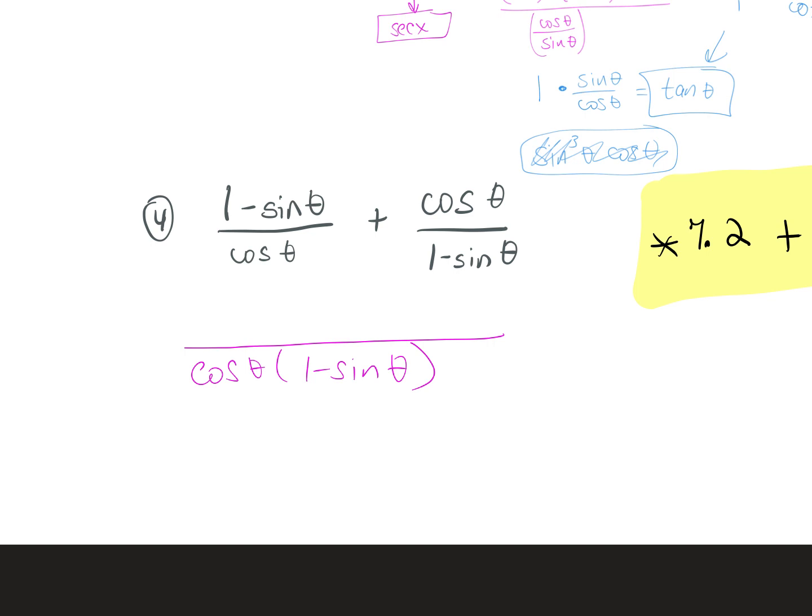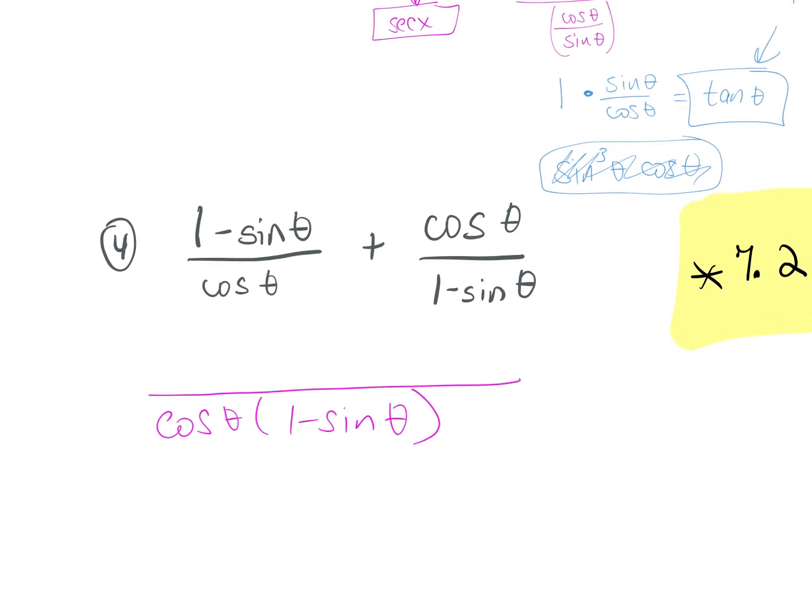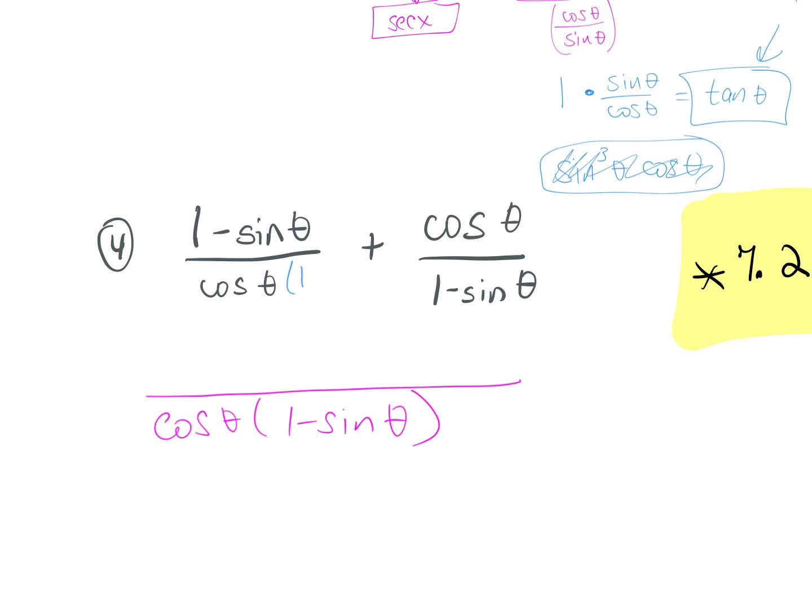So now once we have a common denominator, you have to figure out what each fraction has and what the other one needs. So my first fraction, 1 minus sine over cosine, has the cosine in the denominator. What is it missing? The 1 minus sine. So if you multiply the bottom by 1 minus sine, you have to do the top, correct? Okay, fine. The second fraction has the 1 minus sine. What is it missing? The cosine. So what you do to the bottom, you do to the top.